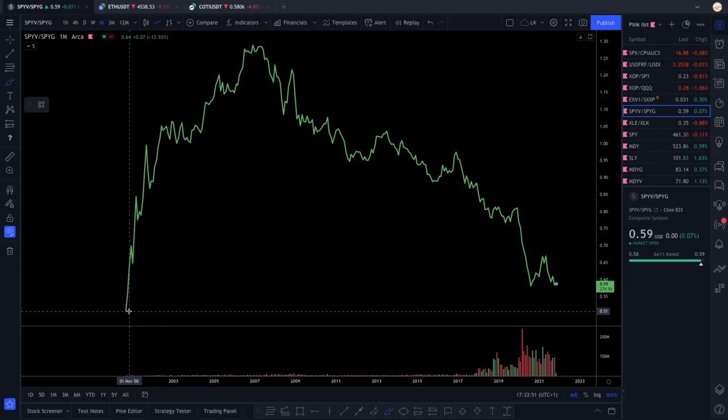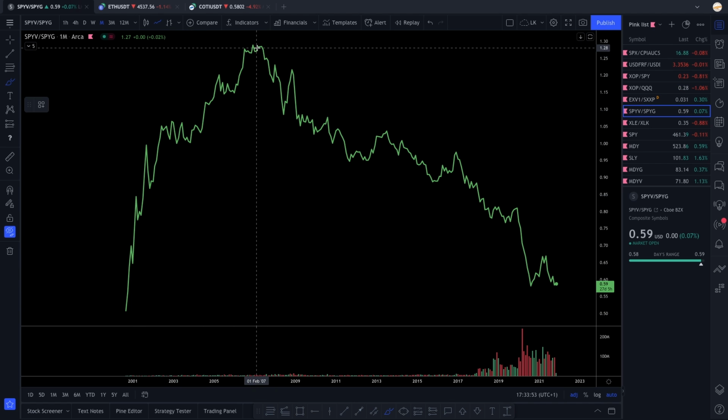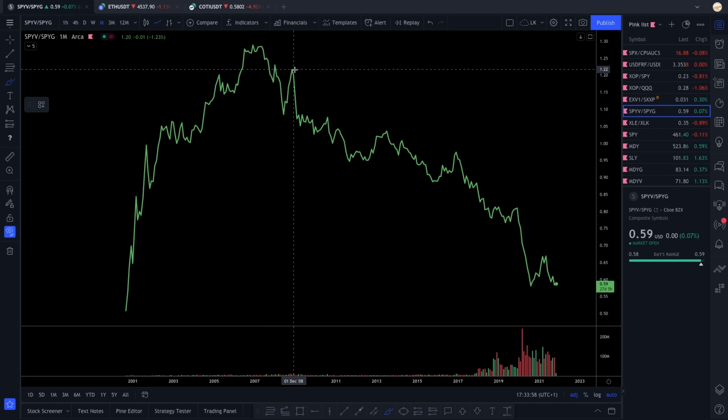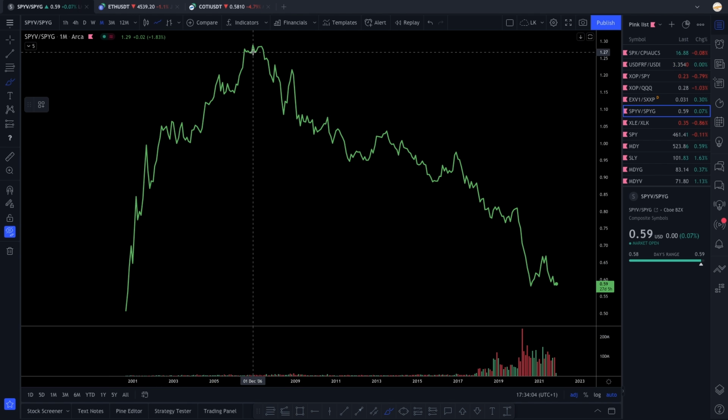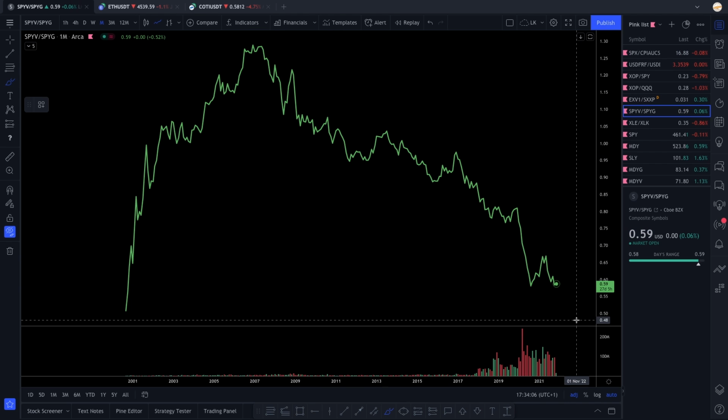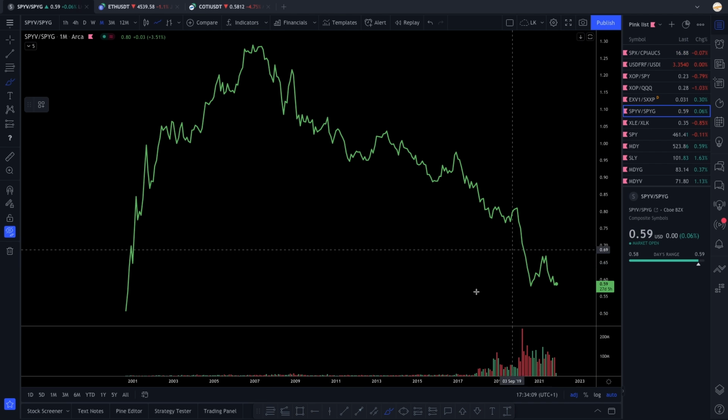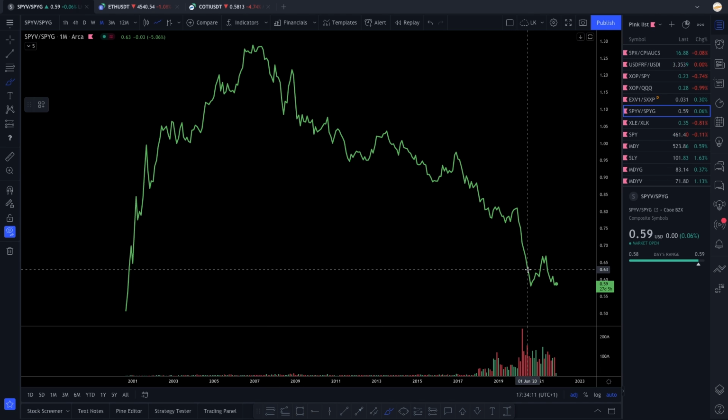You can see that from 2000 to 2007, which was the peak of the market previous to the Great Depression, value performed better than growth. And then from 2007 to today, you see that growth is outperforming value.